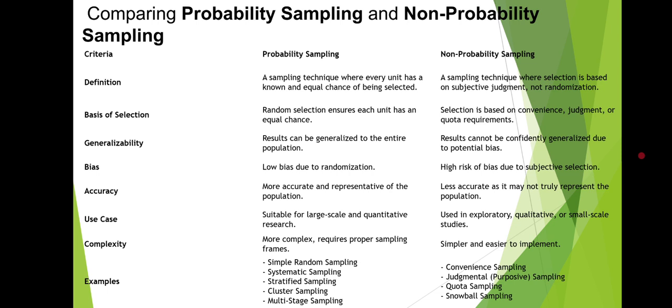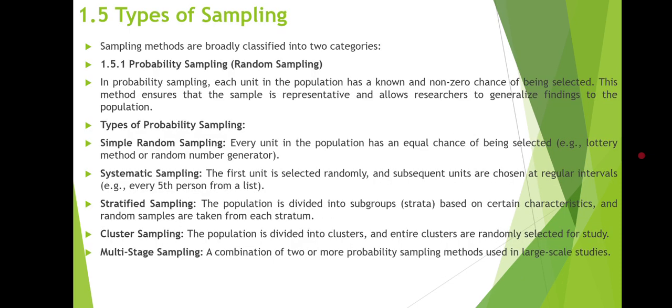Simple random sampling, systematic sampling, stratified sampling, cluster sampling, and multi-stage sampling come under probability sampling. And these are the types of non-probability sampling: convenience sampling, judgment or purposive sampling, quota sampling, and snowball sampling. So let's understand these types thoroughly.